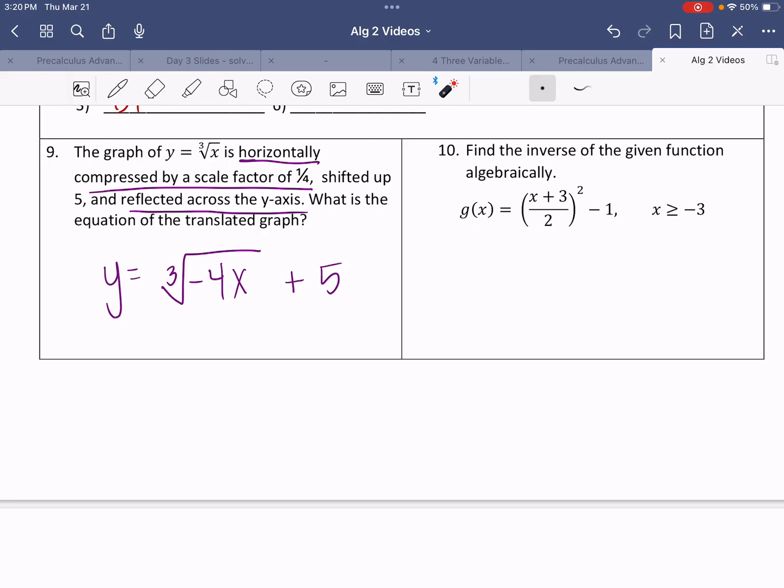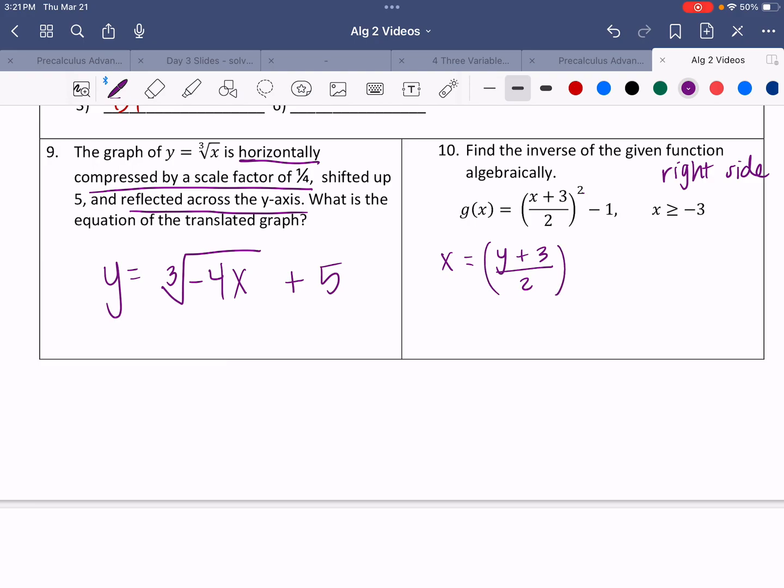Okay, last one says find the inverse of the given function algebraically. It's quadratic, so it's a parabola. X is greater than or equal to -3, which means it's giving us the right side. Okay, so here we go. Switch x and y. X equals y plus 3 over 2 is being squared minus 1.